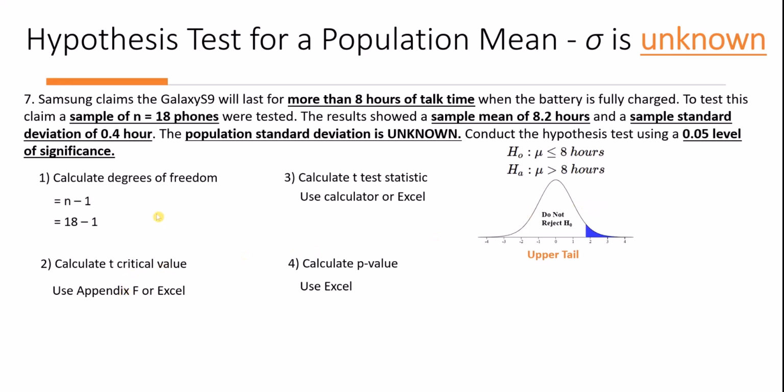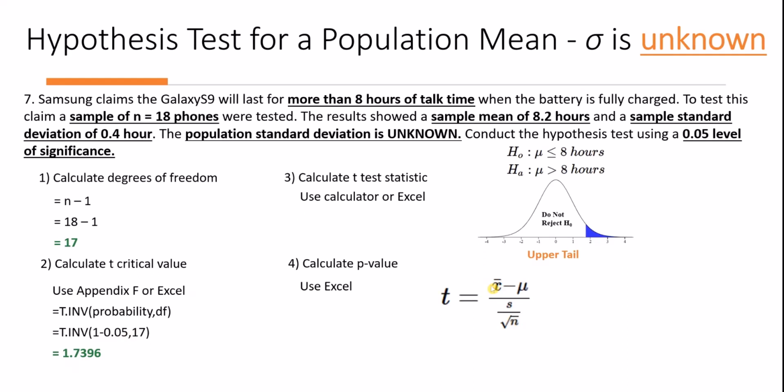So let's calculate our degrees of freedom. So we have a sample size of 18 minus 1. That gives us 17. Calculate the t critical value. So you could use Appendix F or Excel. We're going to be using the t.inv function. This is an upper tail test. So we're going to take 1 minus 0.05 and then our degrees of freedom of 17, and we get a t critical value of 1.7396.